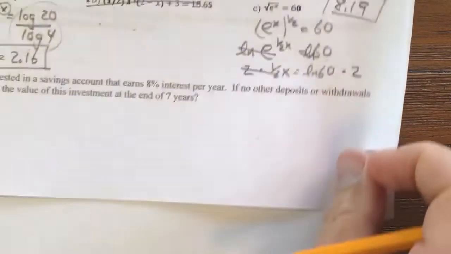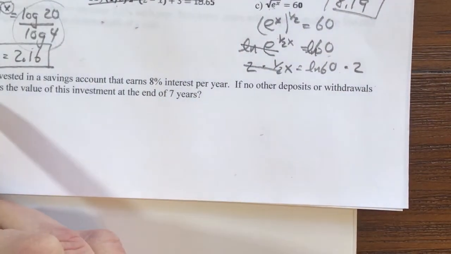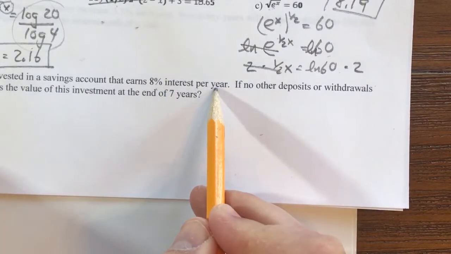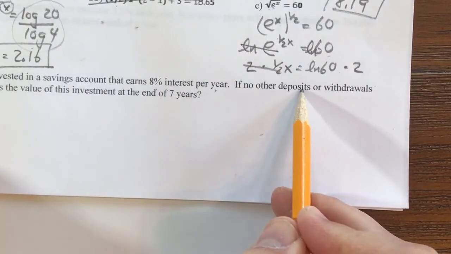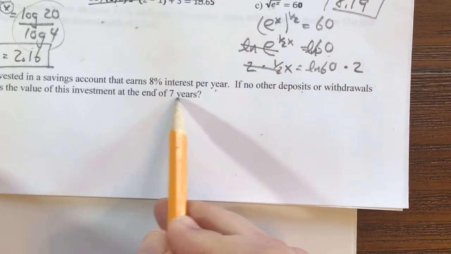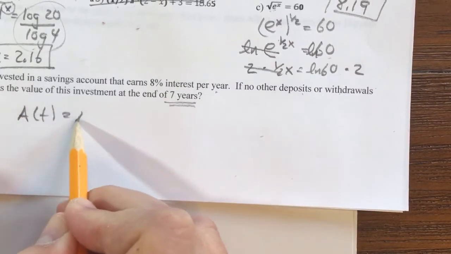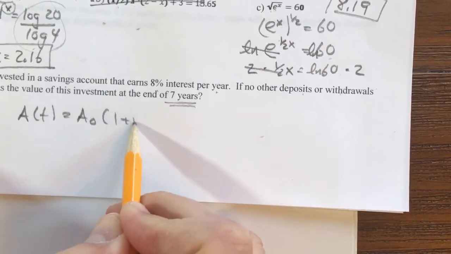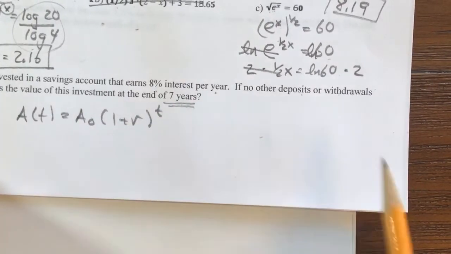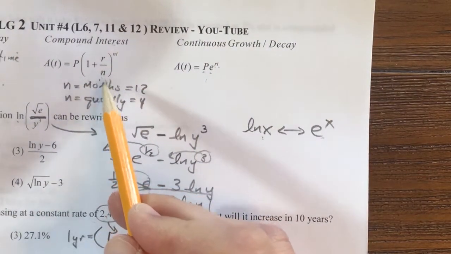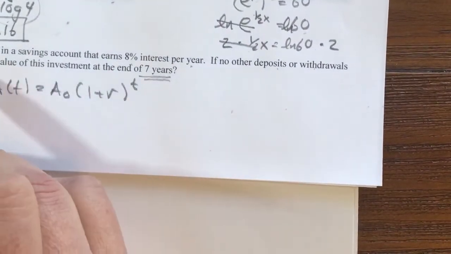All right, number 5. We got $10,000 invested at 8% interest per year. We're not going to put any more money in or take anything out. How much is left after 7 years? This is the simple question. We're going to use the simple formula. How do I know it's the simple one? It doesn't say continuous. This is when you have continuous. This is when you got monthly or quarterly or something tricky like that. This is the basic formula.